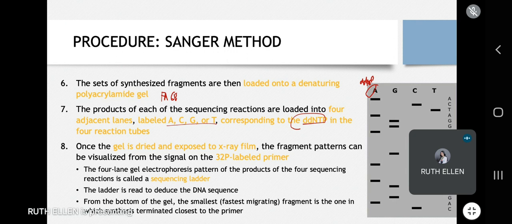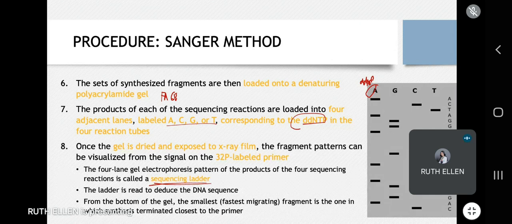Okay? So once the gel is dried and exposed to an X-ray film or yung ating autoradiograph, the fragment patterns can be visualized from the signal on the 32P labeled primer. So the 4-lane gel electrophoresis pattern of the products of the 4 sequencing reactions is called the sequencing ladder. So the ladder is read to deduce or to interpret the DNA sequence or yung order ng mga nucleotides natin. So it is still read from the bottom going to the top.